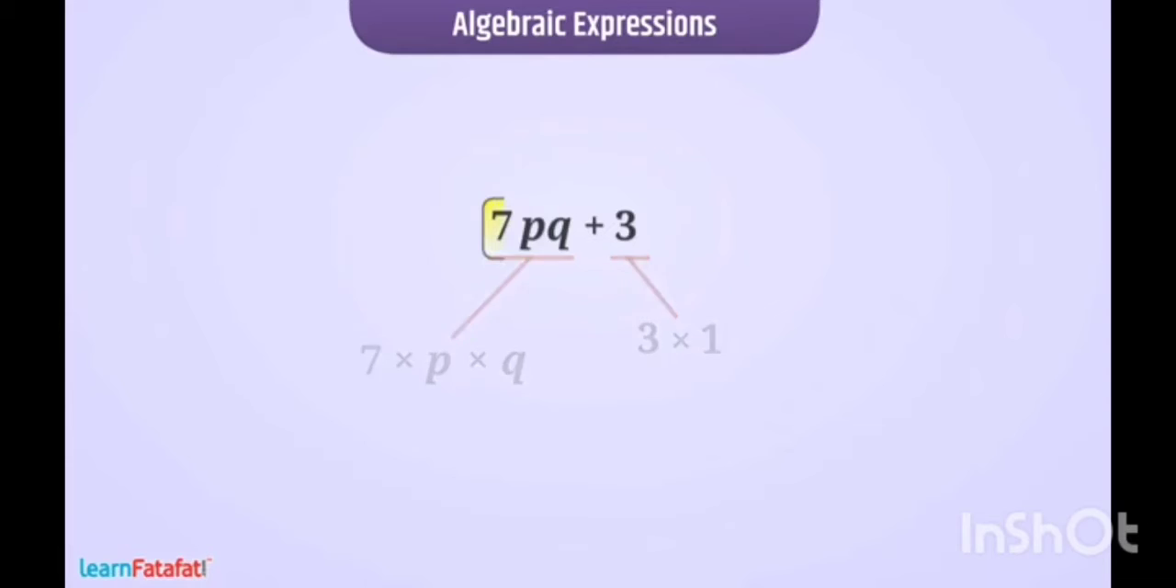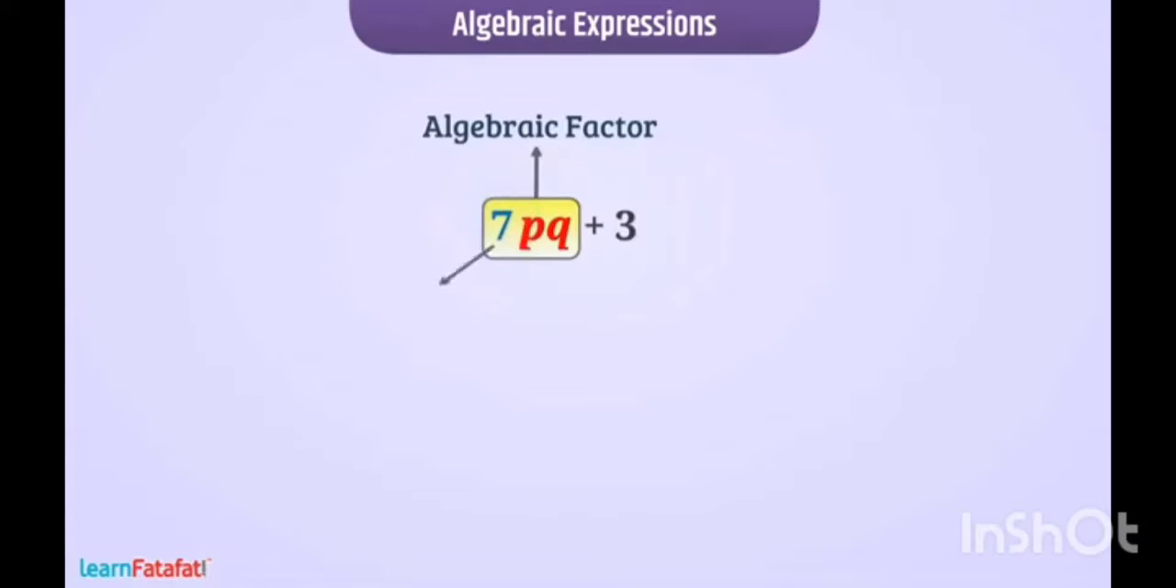Factors containing variables such as p and q are said to be algebraic factors. The numerical factor in the term is called the coefficient. Here, 7 is coefficient in the term 7pq. Remember, if coefficient is 1, we generally don't show it.